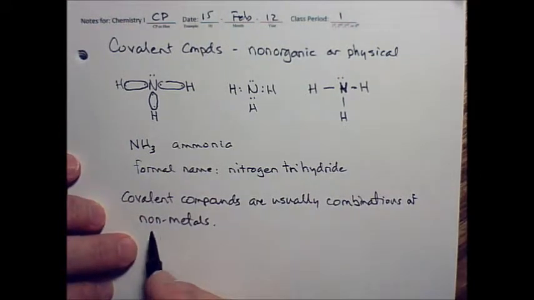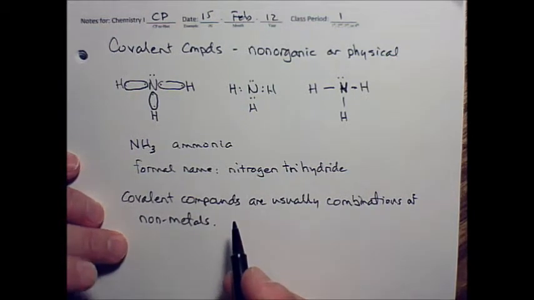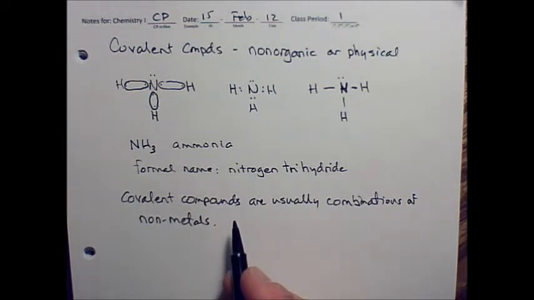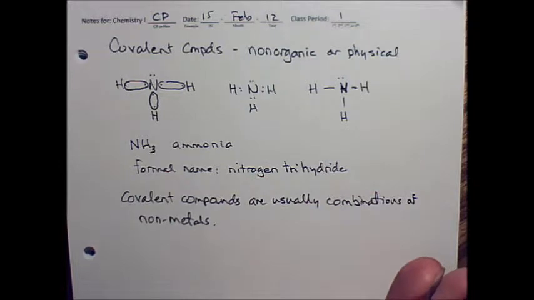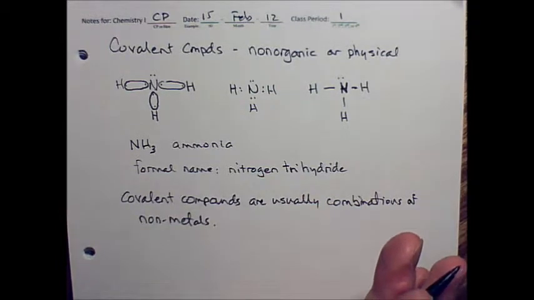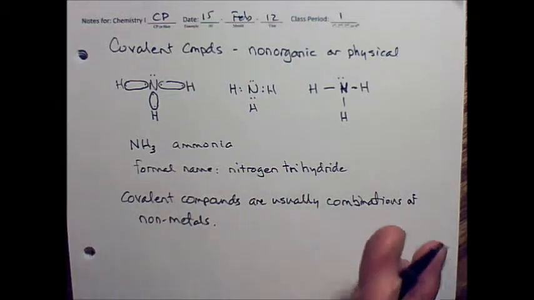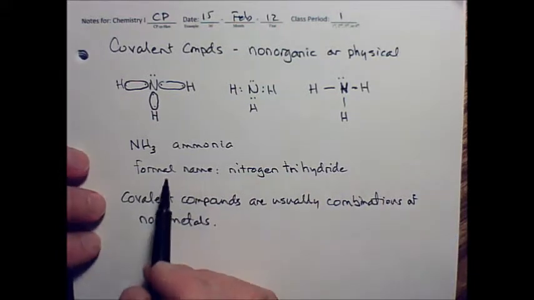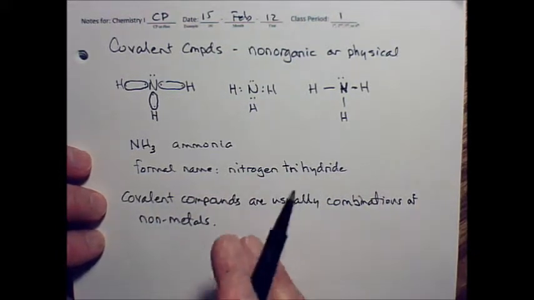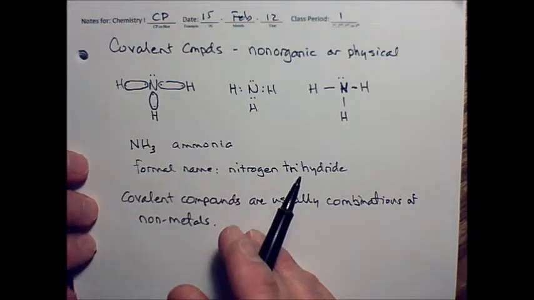So the prefixes we're going to use. The prefix for one we don't use except for one chemical, carbon monoxide. That's the only time we ever use the mono prefix. For any other chemical, if there's only one nonmetal in a covalent name, we just don't put a prefix in front of it.